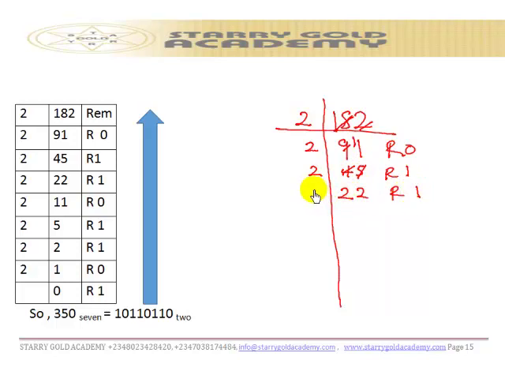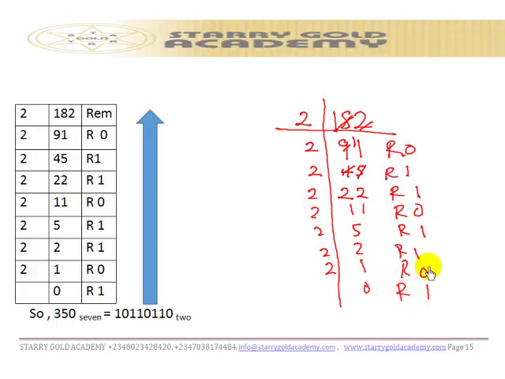2 in 22 is 11, no remainder, remainder 0. 2 in 11 is 5, remainder 1. 2 in 5 is 2, remainder 1. 2 in 2 is 1, remainder 0. 2 in 1 is not possible, so it's 0. Write your 1, remainder 1.